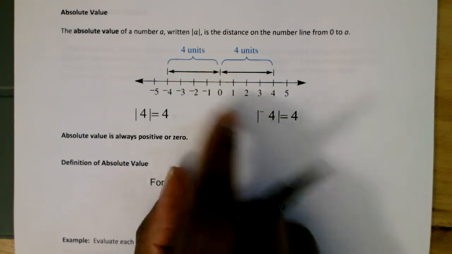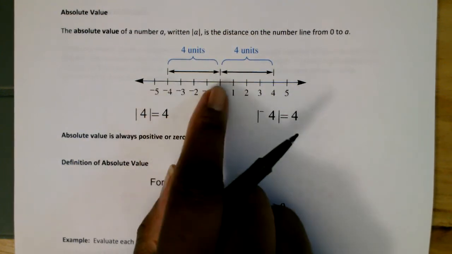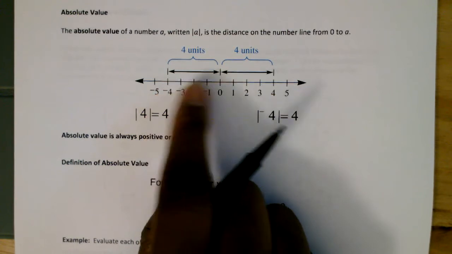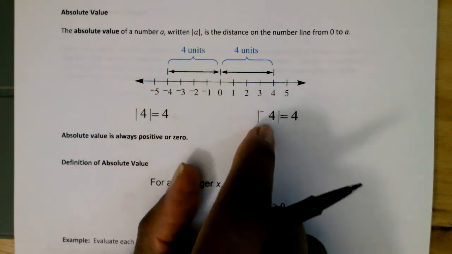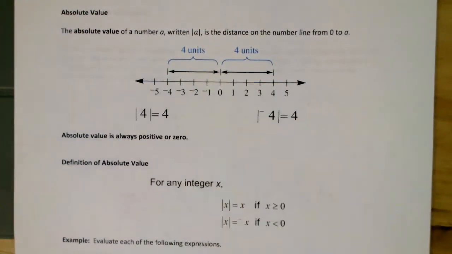And then for -4, well, -4 is over here, but from -4 to 0, that distance is 4 units. So the absolute value of -4 is 4. And do keep in mind that absolute value will always be either positive or 0. Absolute value will never be negative because of the definition of the absolute value. It's always the distance that number is from 0 on a number line.